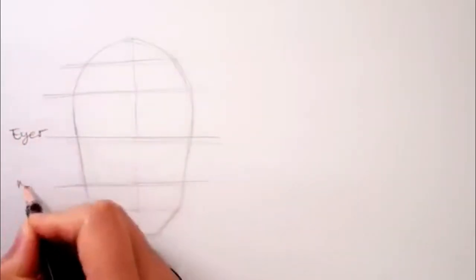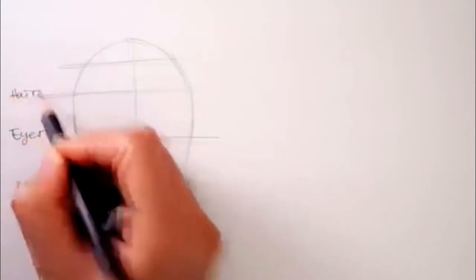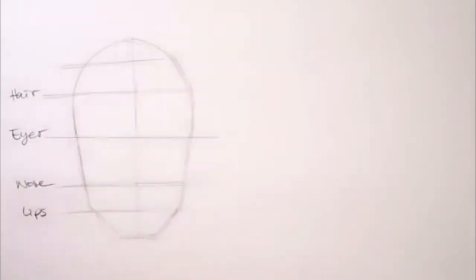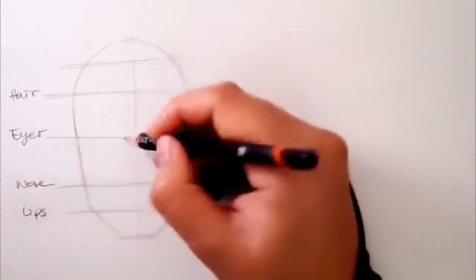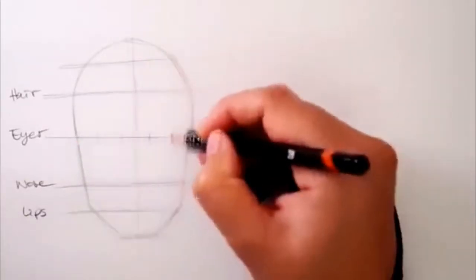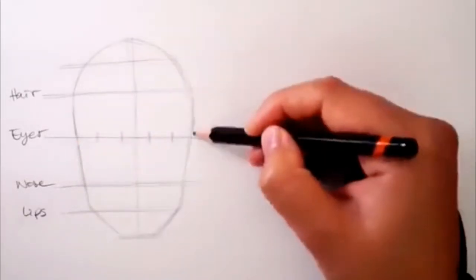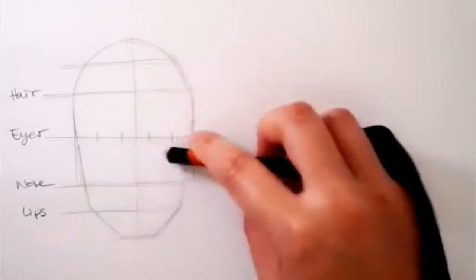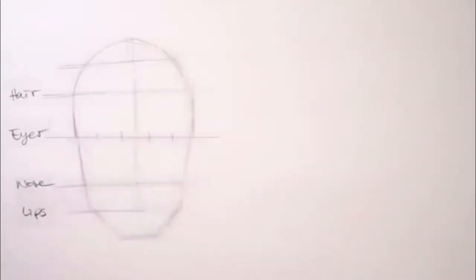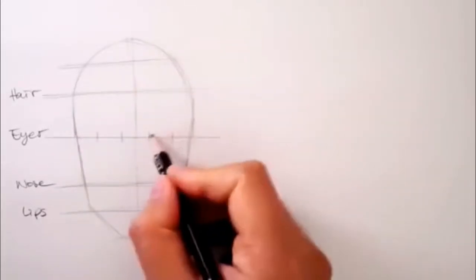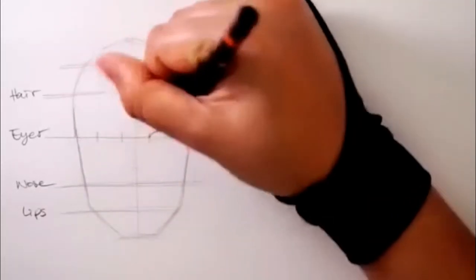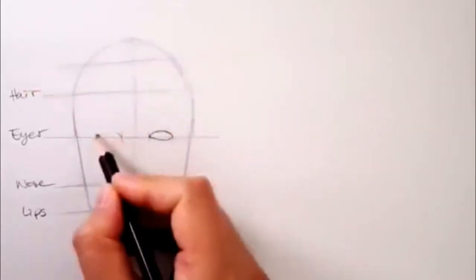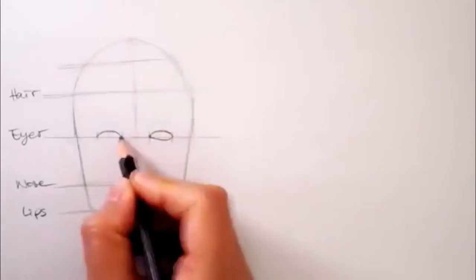These lines are for the eyes, nose, lips, and hair. On the eye line, split your face into 5 equal sections, taking the full width of the head into account. Draw your eyes in the appropriate spaces. For a more detailed tutorial on drawing eyes, noses, and lips, check out my other videos linked down in the description.